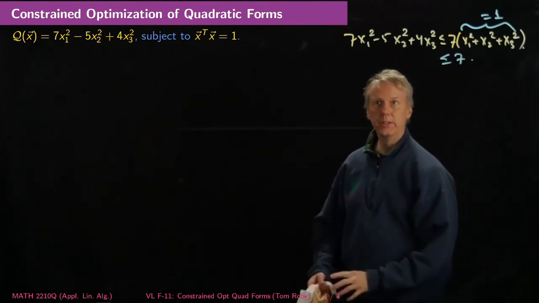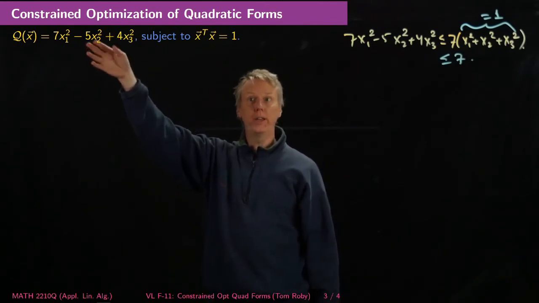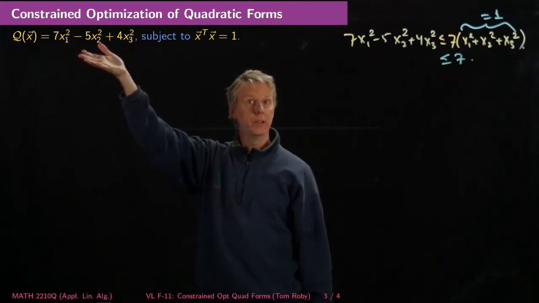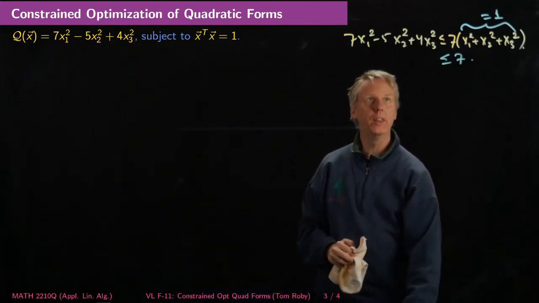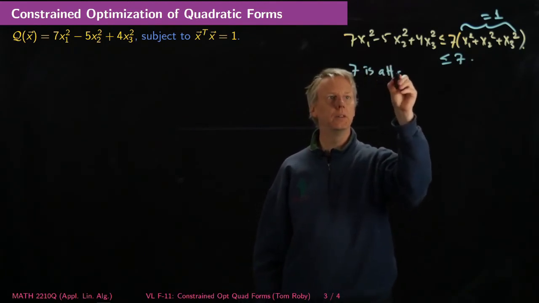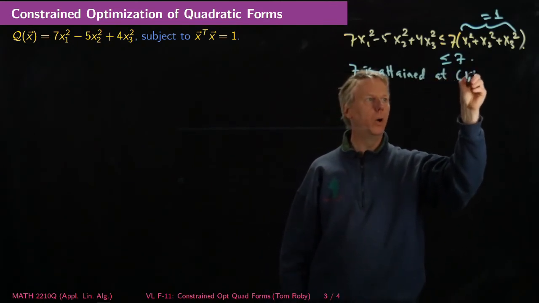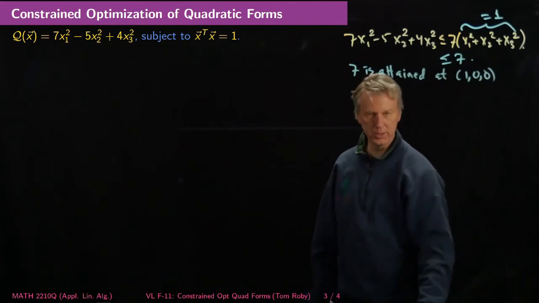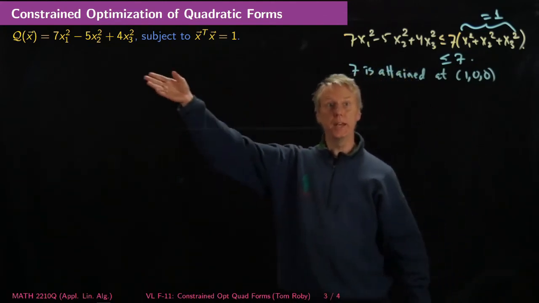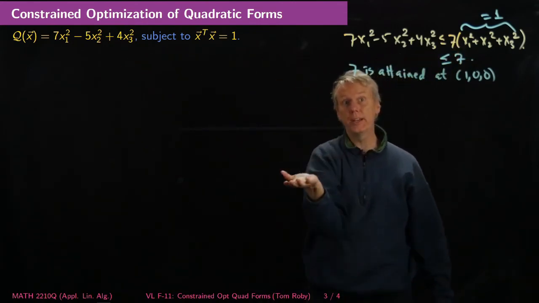On the other hand, I can surely attain 7 for this quadratic form just by plugging in 1, 0, 0, right? I get 7. So since 7 is attained by the value 1, 0, 0, I'll write it in that form just to save vertical space. So 7 is allowed at 1, 0, 0. So that means that this quadratic form can't be any bigger than 7, but it definitely attains 7, so that has to be the maximum.